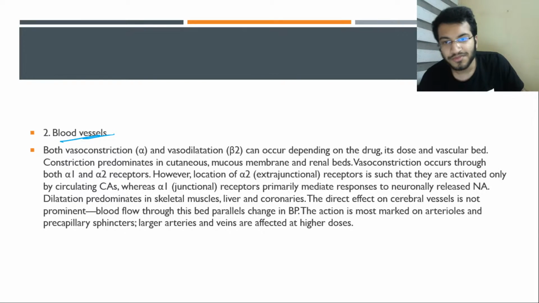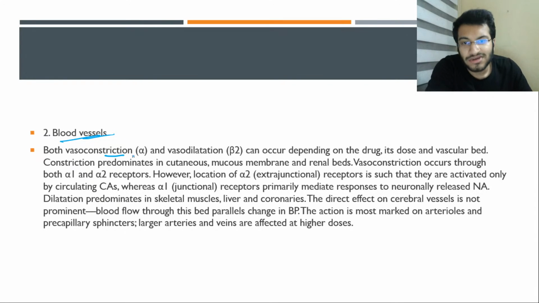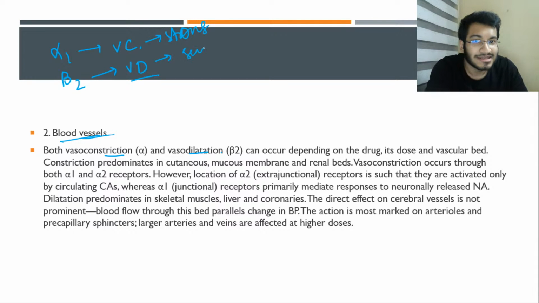So both vasoconstriction and vasodilation can occur, like I have told you. Alpha 1 causes vasoconstriction, beta 2 causes vasodilation. Alpha 1 receptors are strong, beta 2 receptors are sensitive. I will tell this in the next slide. So both vasoconstriction and vasodilation can occur depending upon the drug, its dose and vascular bed.